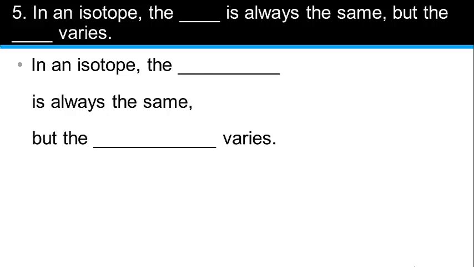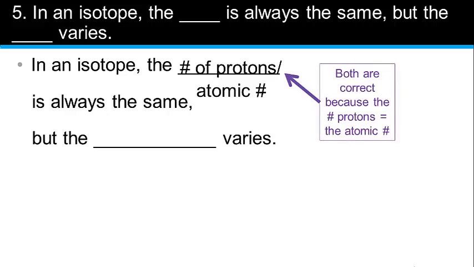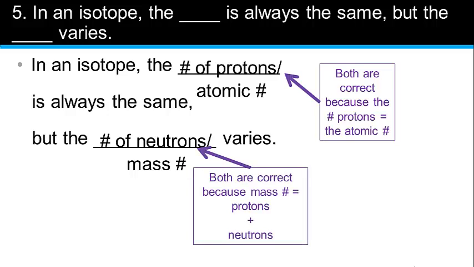In an isotope, the number of protons / atomic number is always the same, and both are correct because the number of protons is equal to the atomic number. But the number of neutrons / mass number varies, and those are both correct because the mass number is protons plus neutrons.